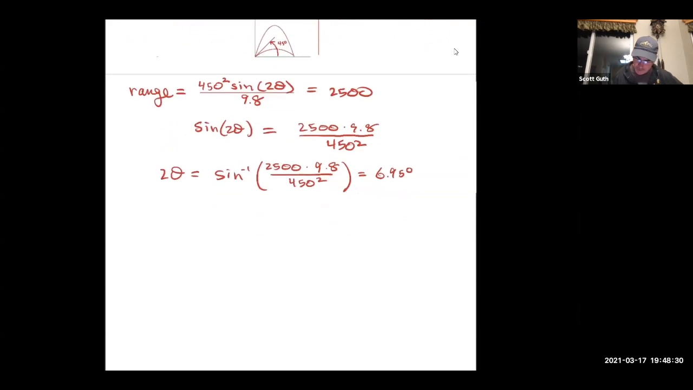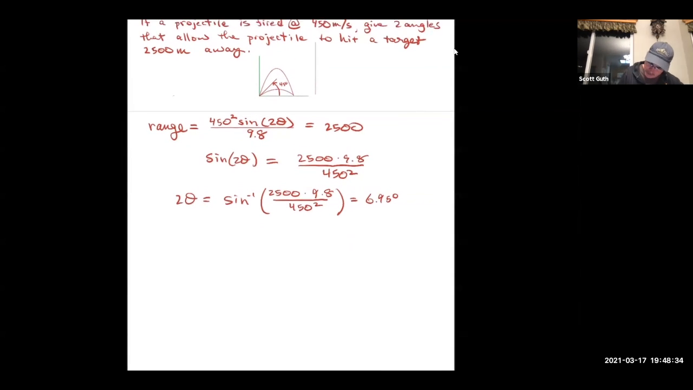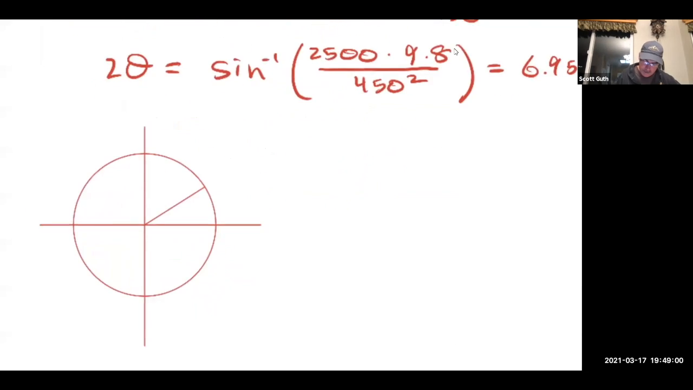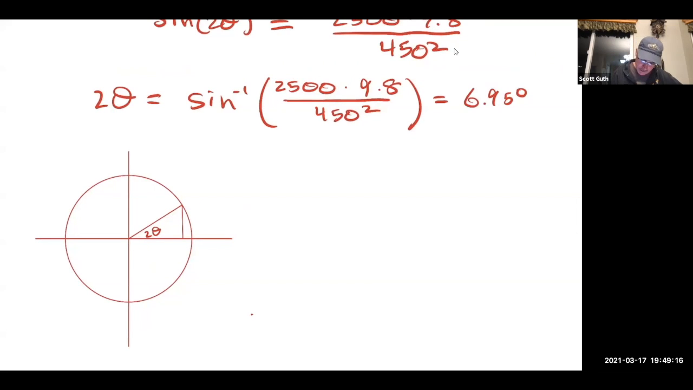Now that's only one of the angles. Remember, that's 2 theta, so we'll divide that by 2. But if you think about a unit circle, you know that there's 2 quadrants where sine is positive. Okay, I'm trying to center this. Hang on, right there. So if this angle right here is 2 theta, then this y coordinate that I've just drawn is the sine. But if I go horizontally over to the other side, I get the same y coordinate. So there's another angle over here that I need as well.